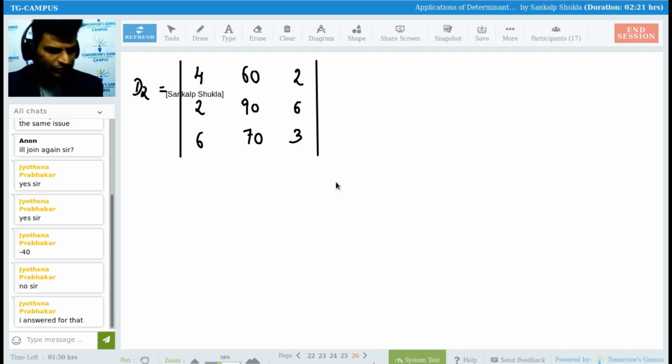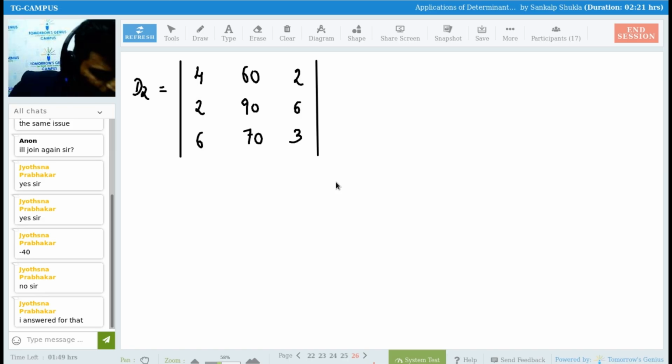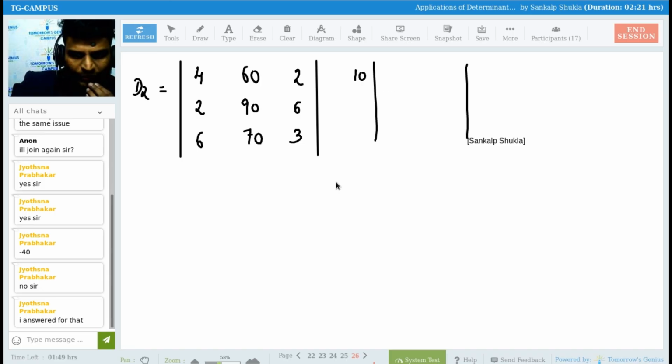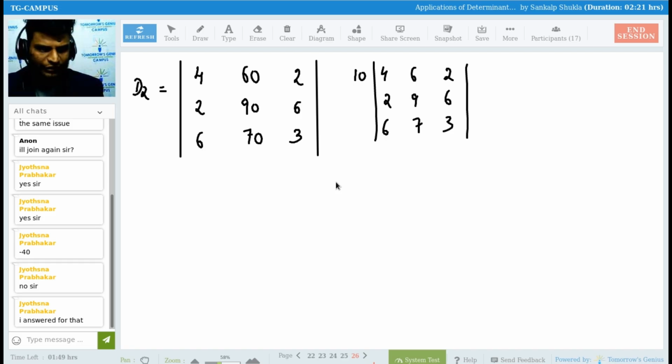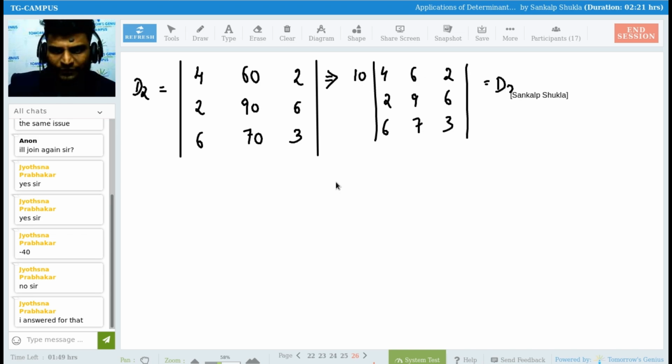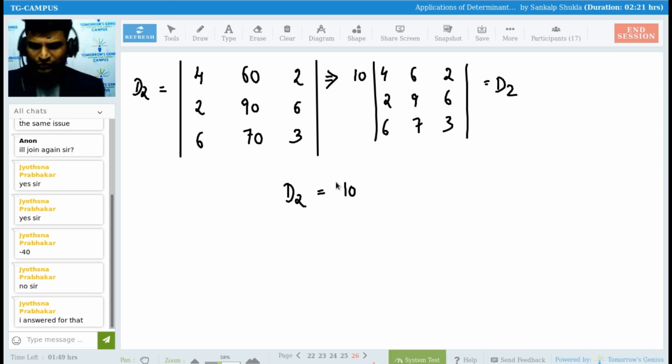This is your D2. So again, I'll do the same thing. What I'm going to do is I'll be taking 10 as common from C2. So it will become 6, 9 and 7, and 4, 2 and 6, and 2, 6 and 3. 400. Okay. This is your D2, right? So just expand. So D2 will be. Okay. Solve this one and let me know the answer.